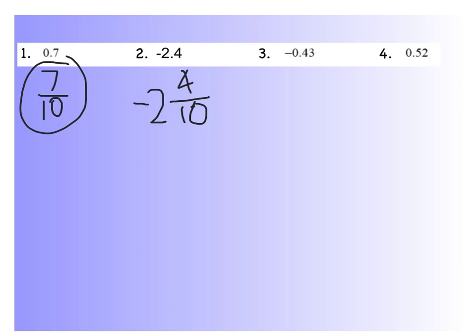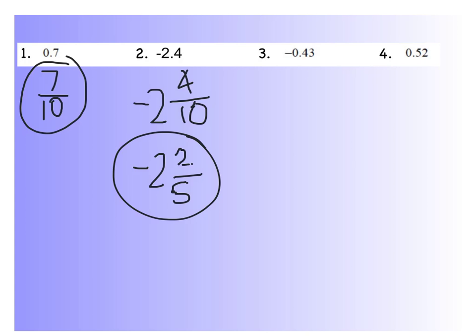I can see that both the 4 and the 10 are even, so at the very least, I know I can always divide the top and bottom by 2. And in fact, that is the greatest common factor that they have. So our final answer would be -2 and 2/5. -2 and 2/5. I want you to try 3 and 4 on your own.